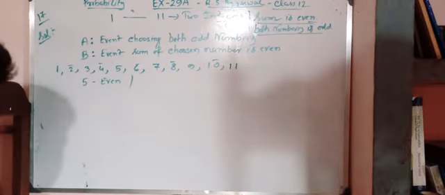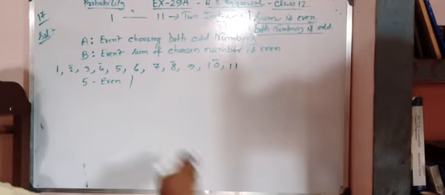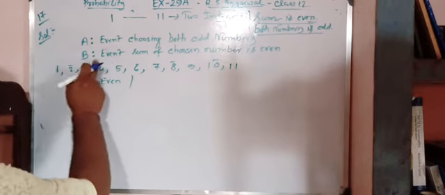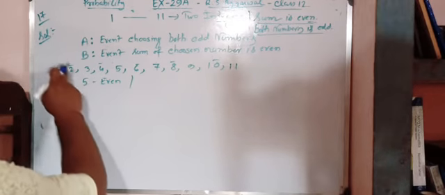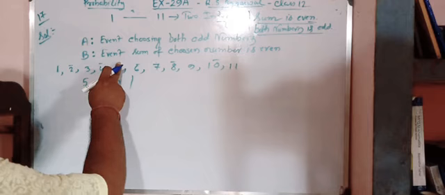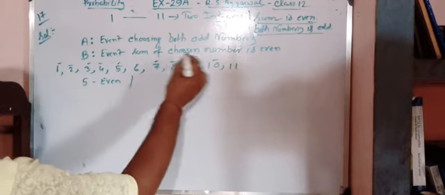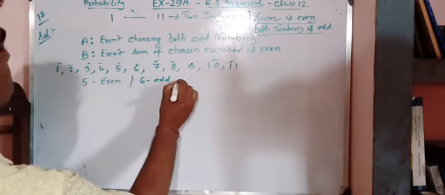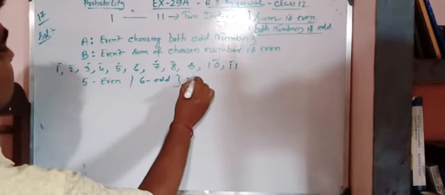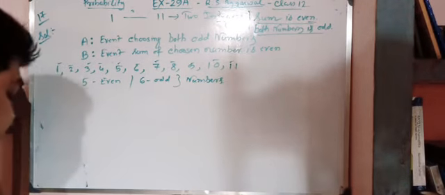Now if we take the numbers from 1 to 11, there are 5 even numbers: 1, 2, 3, 4, 5, 5 even numbers. And if we consider odd numbers: 1, 2, 3, 4, 5, 6, so 6 odd numbers.